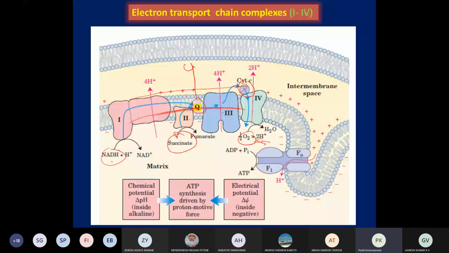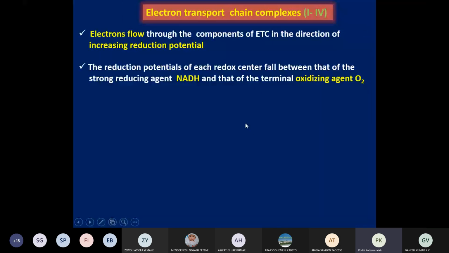Ubiquinone is a lipid soluble molecule. It can pick up electrons from complex 1 and complex 2 and pass them to complex 3. In the same way, cytochrome C picks up electrons from complex 3 and passes them on to complex 4. So these two are the mobile electron carriers in the electron transport chain. That means in addition to four complexes, there are two mobile electron carriers.